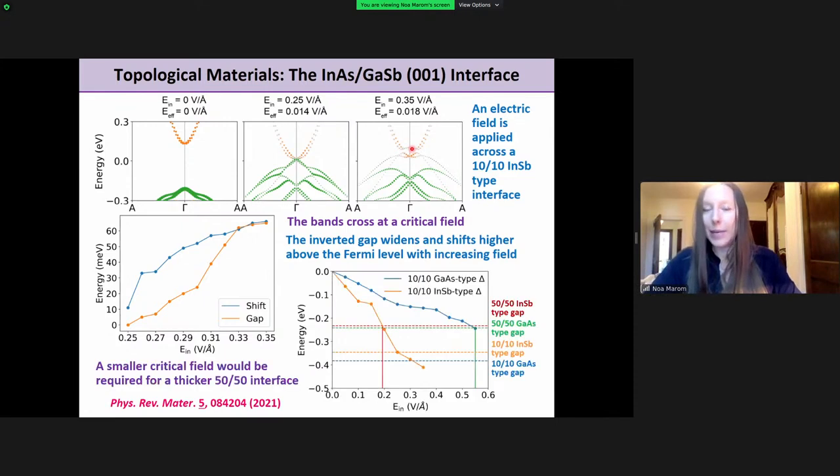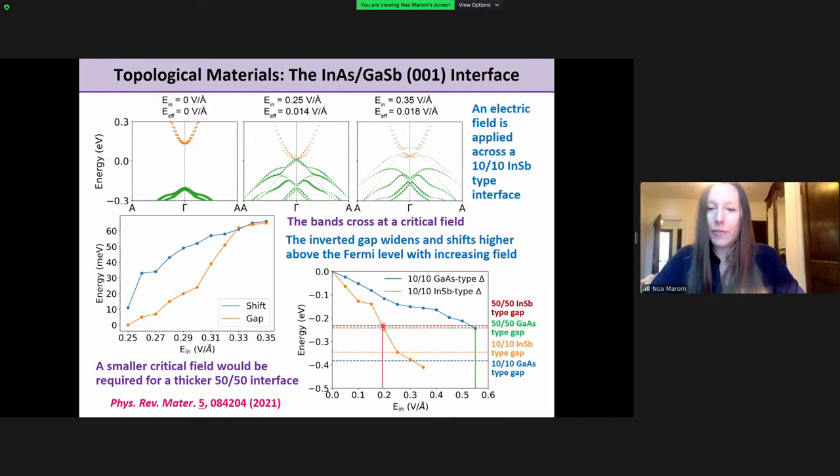So we tried to estimate what would be the effective field that might be needed for a larger interface model, just by looking at the change in the band gap versus the electric field. Here you can see the slab with 10 layers of each material. For the indium antimonide type interface, you need a lower electric field to close the gap than for the gallium arsenide type interface.